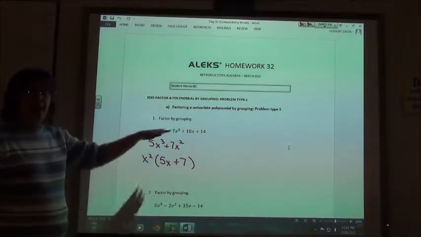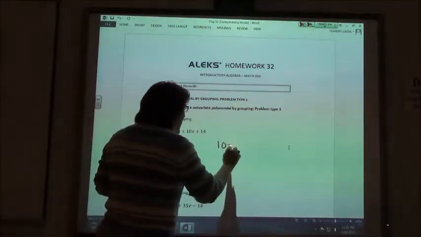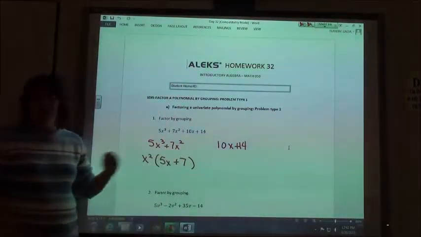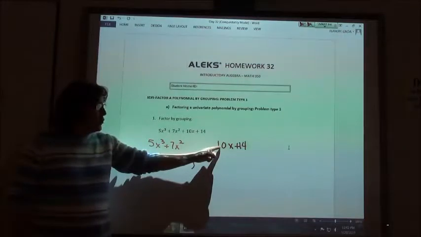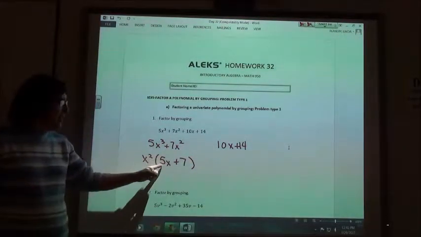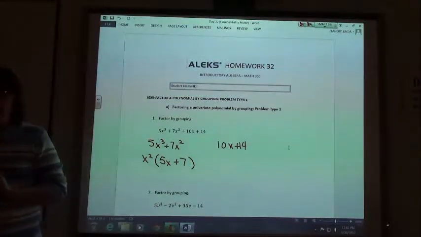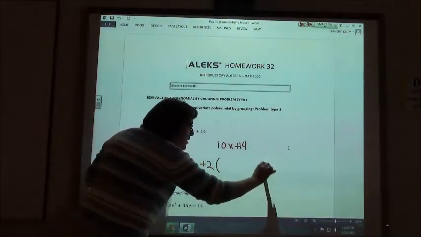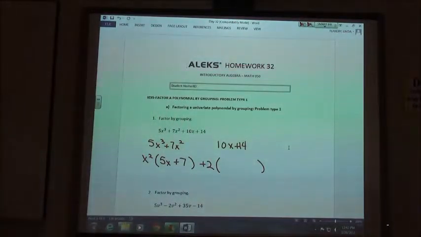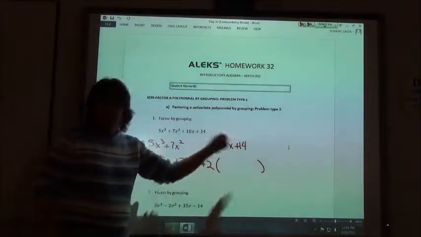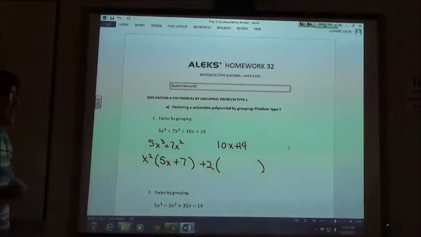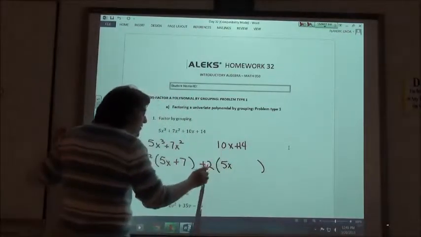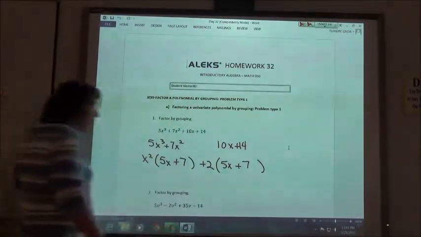So the goal with my other two terms, the 10x plus 14, is that I want to end up with the same thing in the parentheses. So I'm going to look at this first term, 10x, and say, what do I have to divide that by to get 5x? I have to divide it by 2. And it's going to be a positive 2 because I don't want any signs to change. So I'm going to divide each of those by a plus 2. It also happens to be the greatest common factor of 10 and 14, right? So 10x divided by 2 is 5x. 14 divided by 2 is 7.